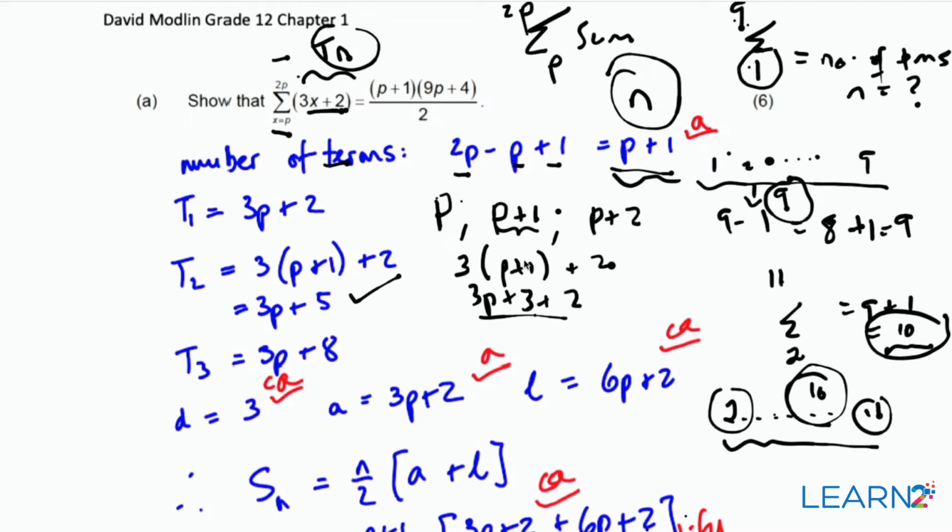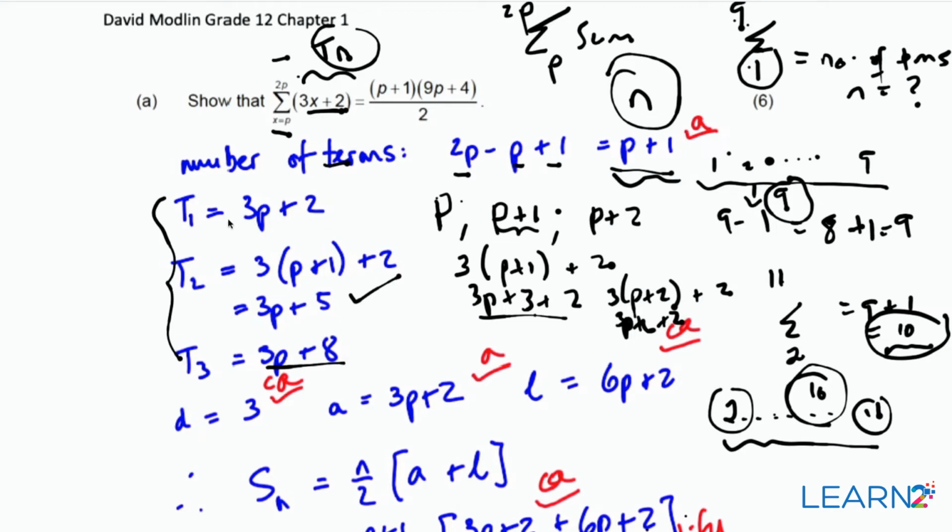Similarly, if you now say 3 bracket p plus 2, this time for the third term, plus another 2, that gets you 3p plus 6 plus 2. So that gets you 3p plus 8. So your first 3 terms are 3p plus 2, 3p plus 5, 3p plus 8.